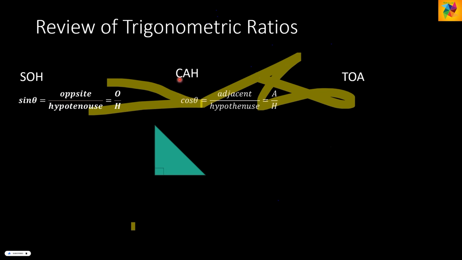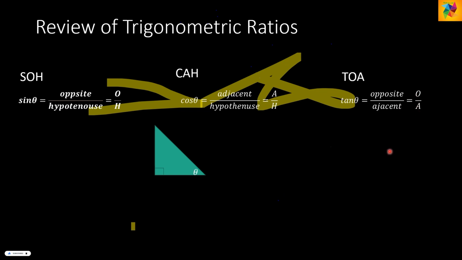CAH. C stands for cosine, A stands for adjacent, H stands for hypotenuse, which can be written as A divided by H. TOA. T stands for tangent, O stands for opposite, A stands for adjacent, which can be written as O divided by A.